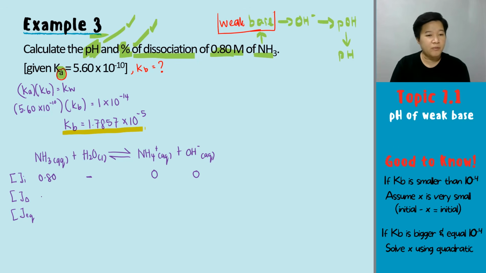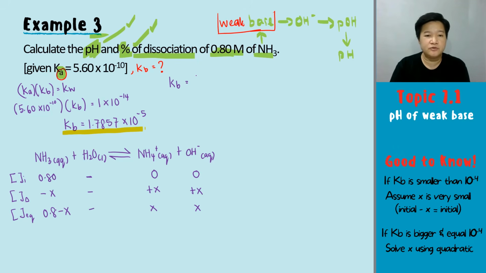So the change over here will be minus x. Water once again ignored. Your NH4 plus will be plus x. Your OH minus will be plus x. Your equilibrium will then be easily 0.8 minus x. Your water once again ignored. Therefore, your NH4 plus is x, your OH minus is x. Alright, so next, what do we do? We are going to use the Kb value that we have calculated to find x. So we need the formula of Kb.